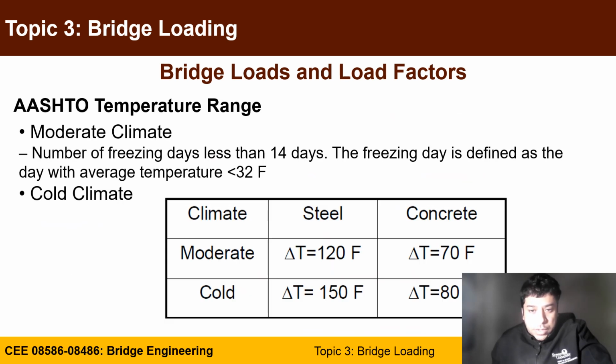And here we are showing in some climates a typical change in concrete and steel. This was from an earlier version of the code, so 70 feet and 80 feet for cold and moderate weather, and if you have freezing days less than 14 days, you are considered a moderate climate. If you are a cold climate, you have more than that. So in steel, the variation in moderate will be 120 Fahrenheit change in temperature, and 150 for cold.